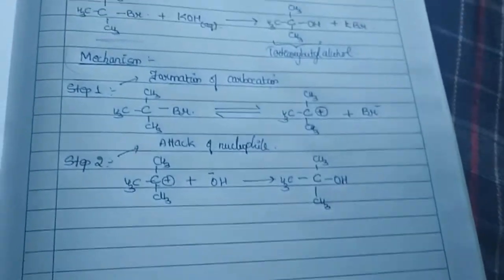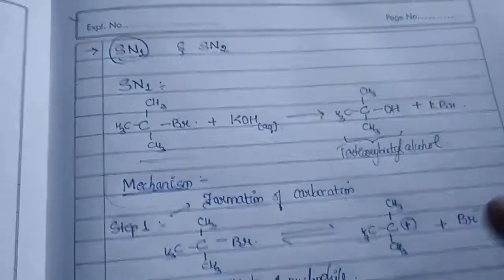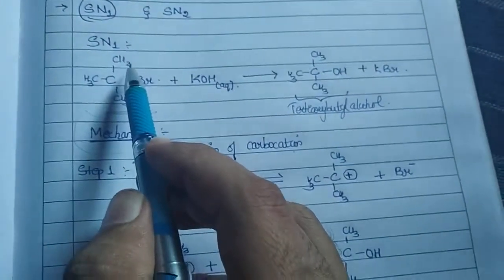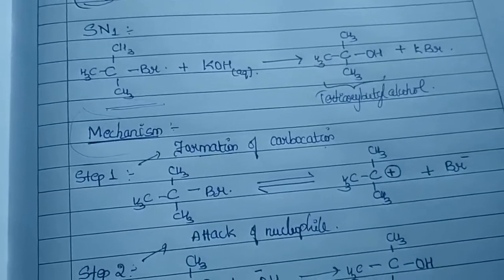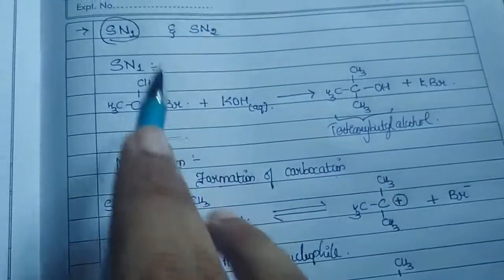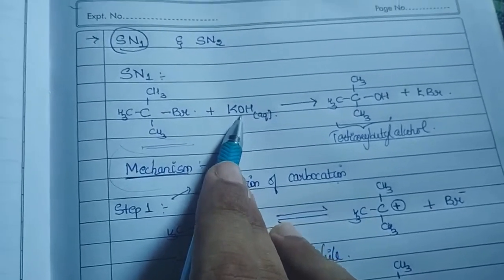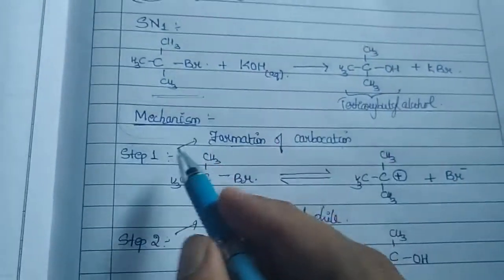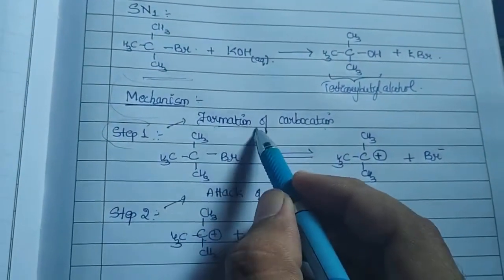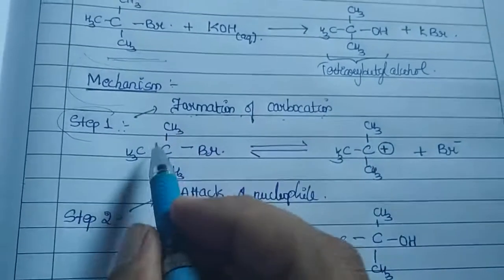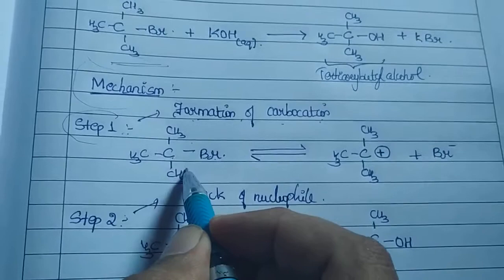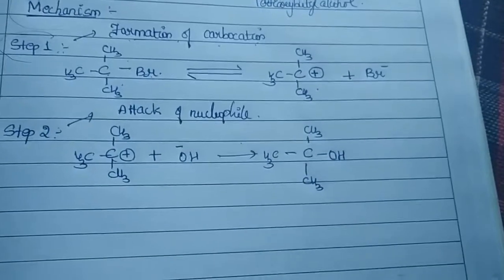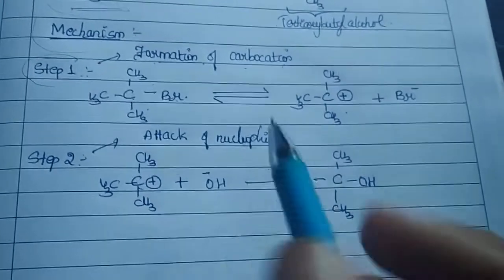So what did we come to know from this reaction? Whenever we are taking tertiary butyl halides or tertiary alkyl halides, in simple words, and they undergo nucleophilic substitution reaction, it follows 2 steps, in which the first step involves the formation of carbocation. That is, the C-Br bond is breaking to give you a tertiary carbocation.